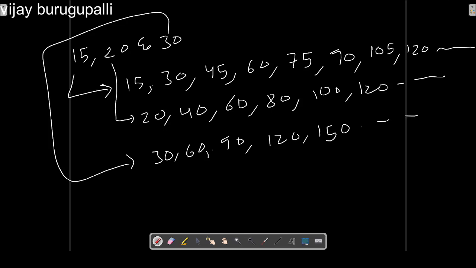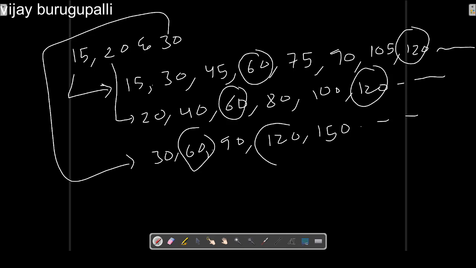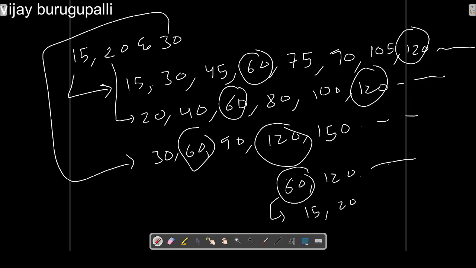150, and so on. Here the common multiples of these three numbers are 60, 120, and so on. Here the common multiples are 60, 120, and so on. Here 60 will be the least common multiple for 15, 20, and 30.